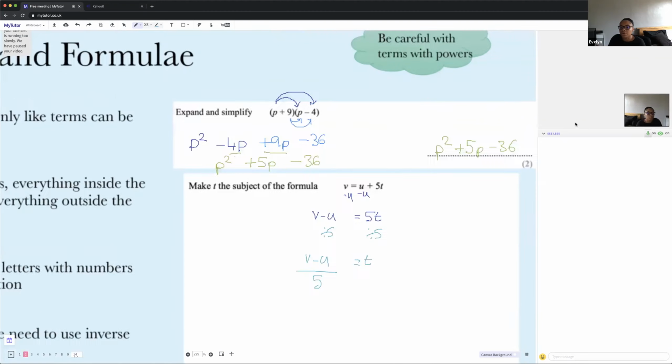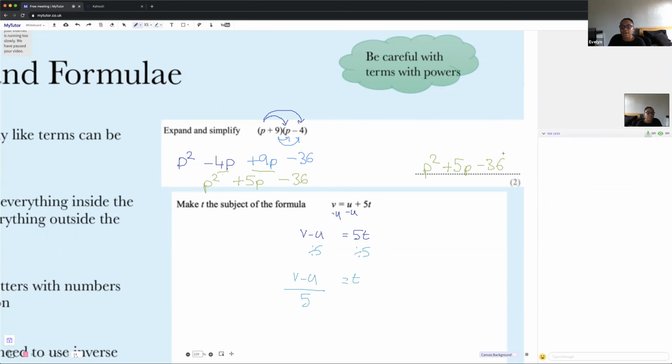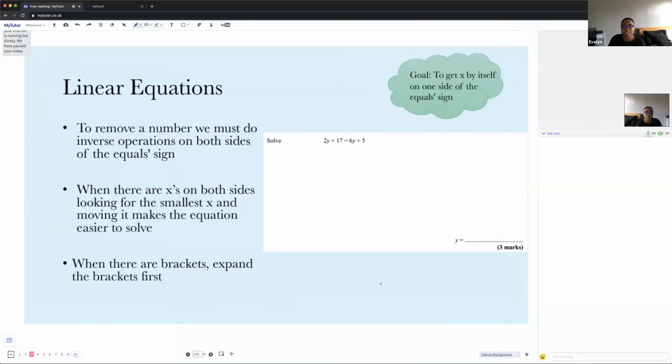Right, so someone said, where did you get 5p from? Right, so we did 9 times p, which gives us 9p, and then the other one was p times minus 4. So when we expand the brackets, this is the entire expression that we get, and then minus 4 plus 9 gives us a positive 5. So minus 4p plus 9p gives us a 5p. So hopefully that makes sense to everyone.